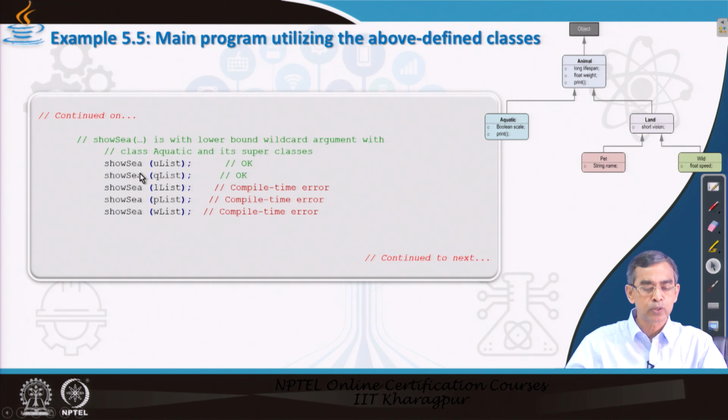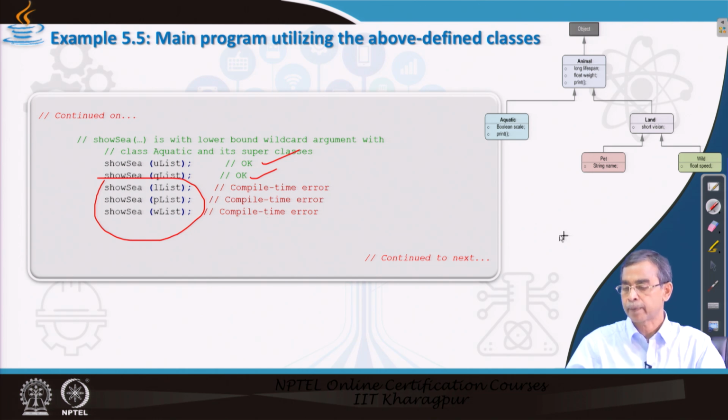So, now let us see if we apply U list, because it is defined there, it will work for you. So, this is correct. Q list also, because it is defined here, and this is basically a lower bound argument. So, it belongs to this class and this one, but it will not work for this kind of list, because it is not valid, because that bounding is not limited to that.